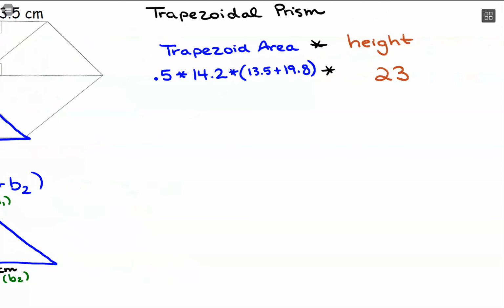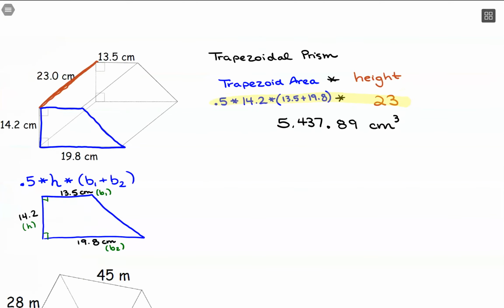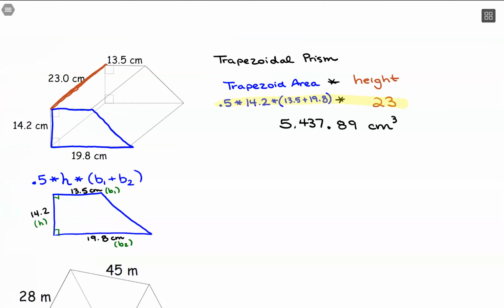So what you can do is put into the calculator this trapezoid area times 23. You can plug that in all at once, or you could separate it up, but you should get out 5,437.89, and then our units are centimeters, and those units would be cubed. So that's where you might need to do a little side work, get that area, and then calculate.